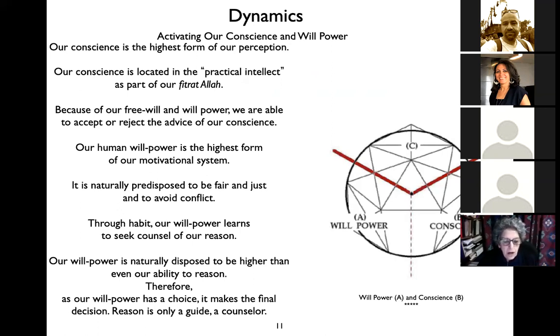Now, through habit, our willpower learns to seek counsel of our reason. This is why it's very important to form good habits, because habit can train our free will to listen to our reason: I shouldn't have said that to that person. One of the ways that habit is broken is by making ourselves apologize to the person that we have hurt or said something hurtful to. When we do it several times, we begin to recognize that we are doing this, and we stop doing it because we don't want to have to apologize continuously.